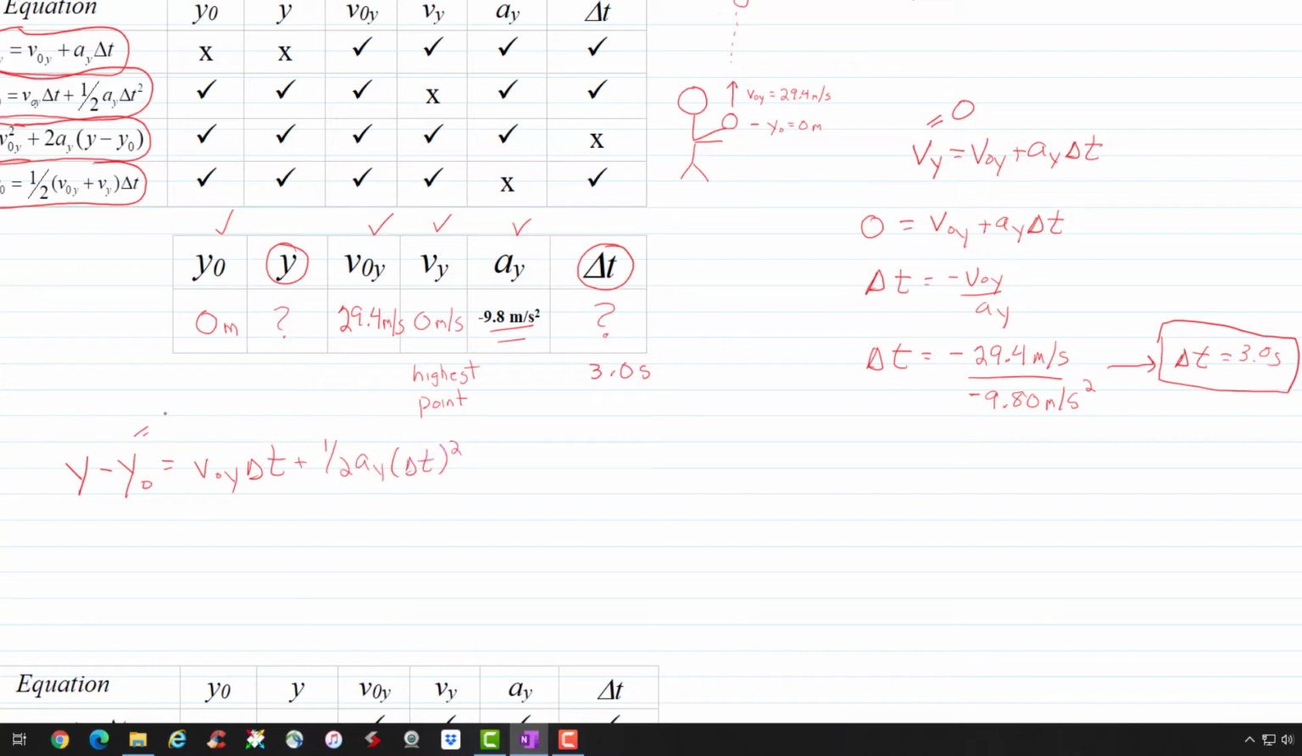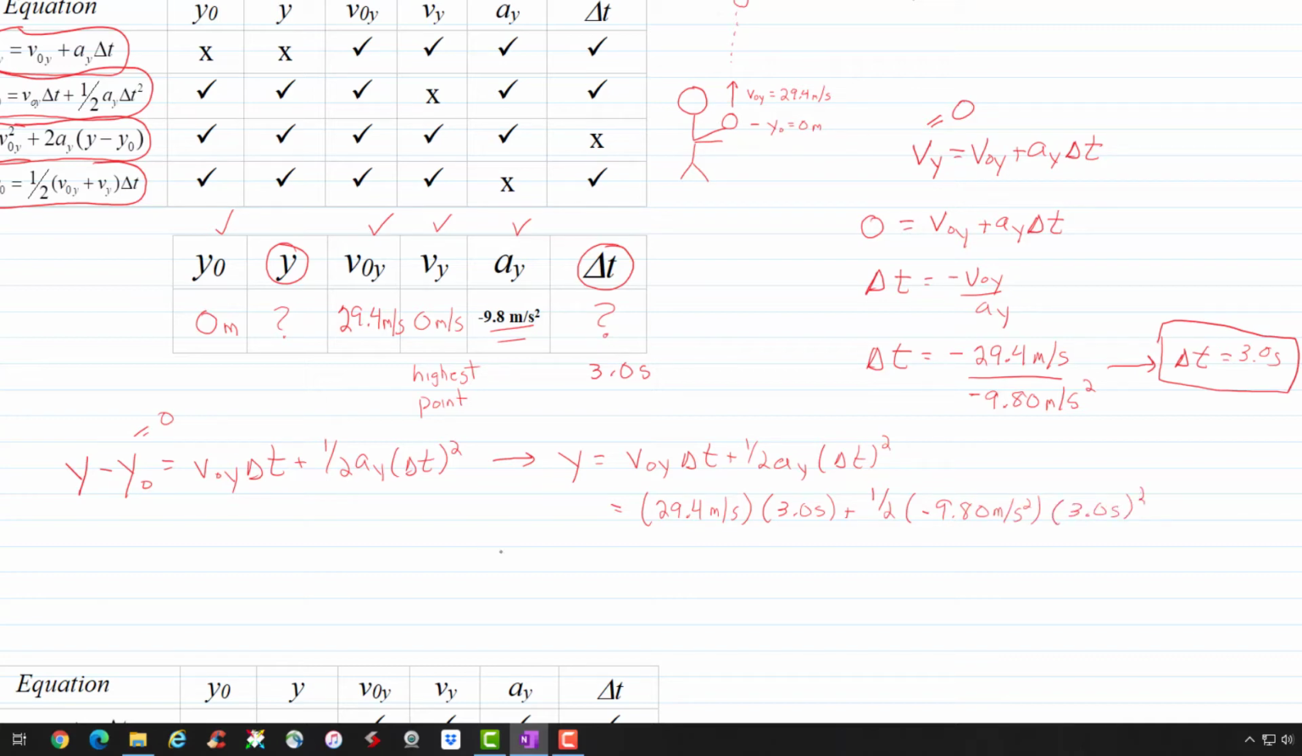I defined my initial position to be 0, so this reduces to y equals v naught y times delta t plus 1/2 ay times delta t squared. I can then put in my known quantities. My v naught y was 29.4 meters per second. My elapsed time delta t, 3 seconds, plus 1/2. My acceleration in the y direction, negative 9.8 meters per second squared. And my delta t again is 3 seconds.